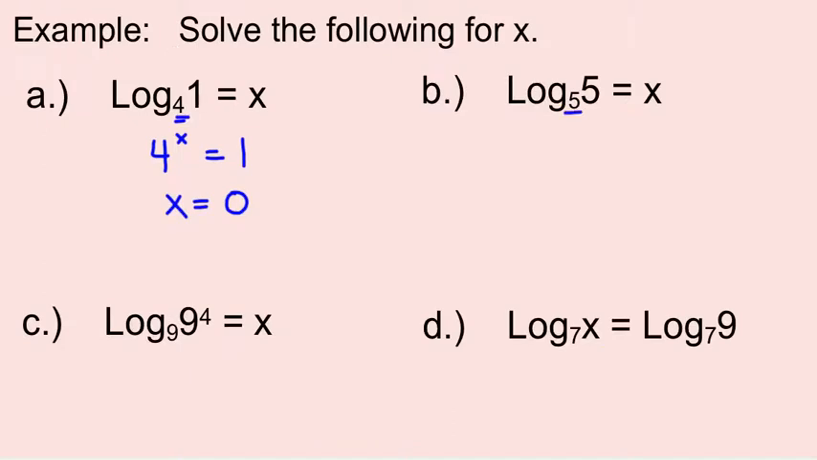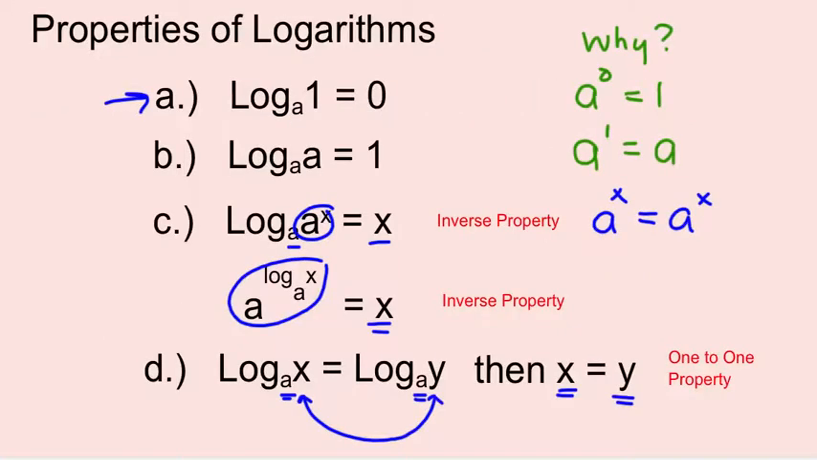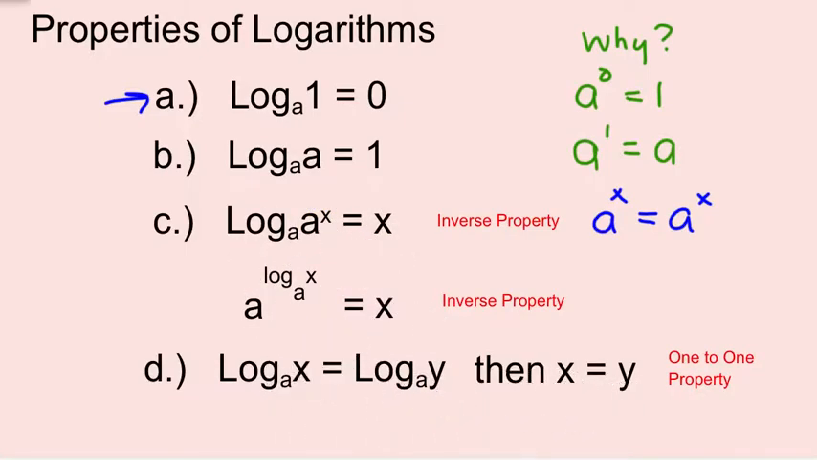Then the next one, logarithm of base 5 raised to the x equals 5. I'm just converting it to exponential form so you can see. So if these are the same, and I throw a number 1 here, then those must be the same. So x equals 1. If I come back to this slide, that would be this example right here.